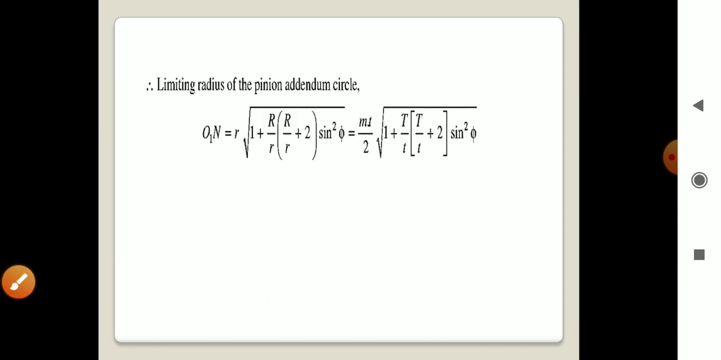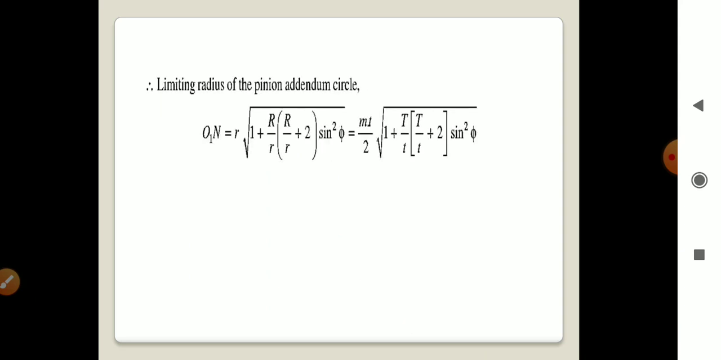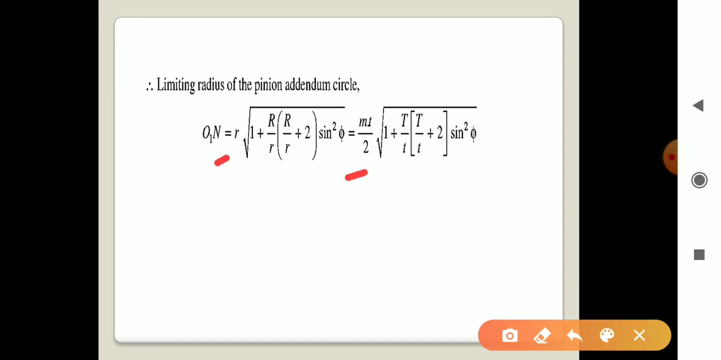Now the limiting radius of the pinion addendum circle, that is O1N. In the previous step we got the value of O1N squared. Now we want O1N, so O1N is equal to r into under root 1 plus capital R divided by small r into bracket capital R divided by small r plus 2 into sine square of phi. We know that small r is equal to small m into t divided by 2. So put here, instead of this r, m into t divided by 2 into bracket 1.